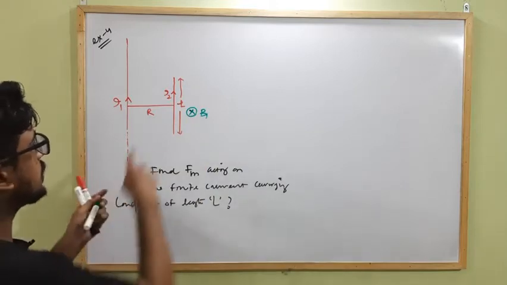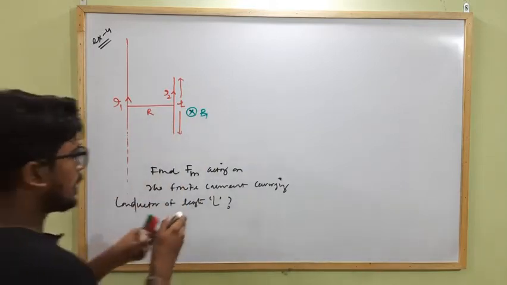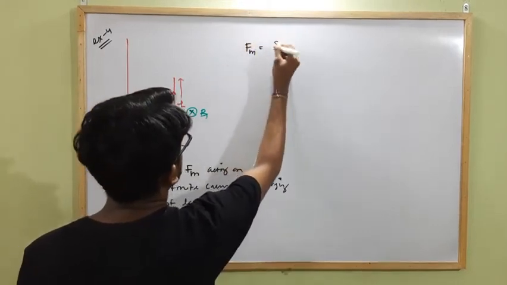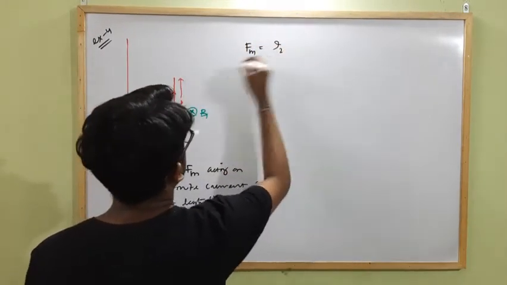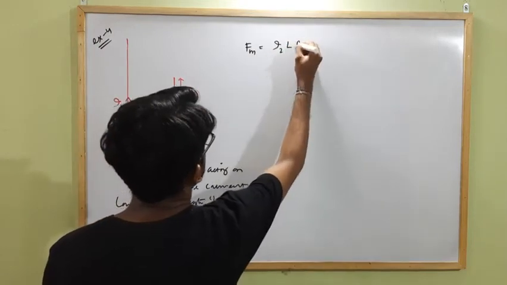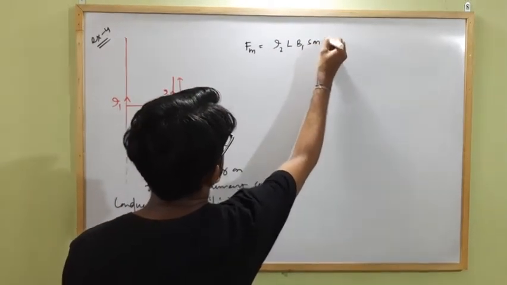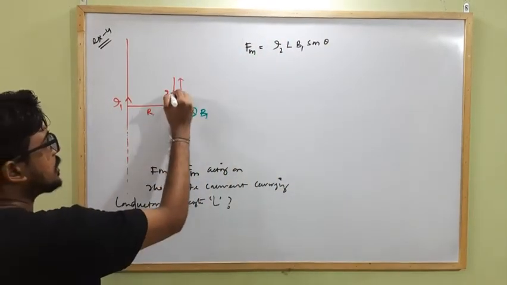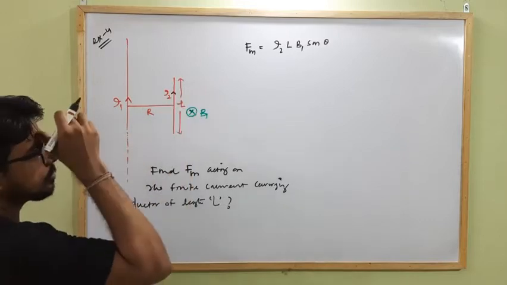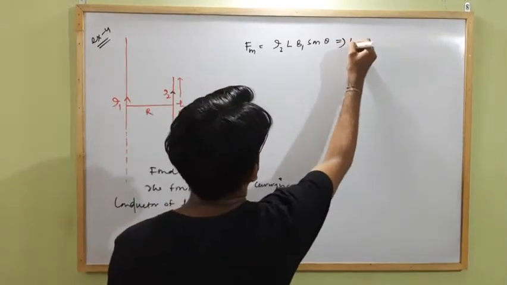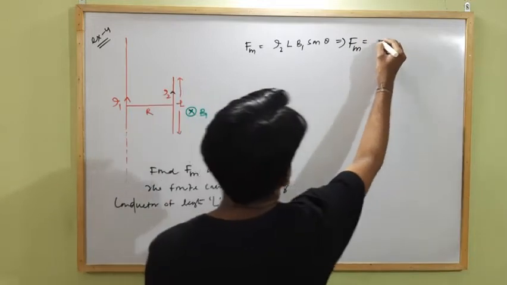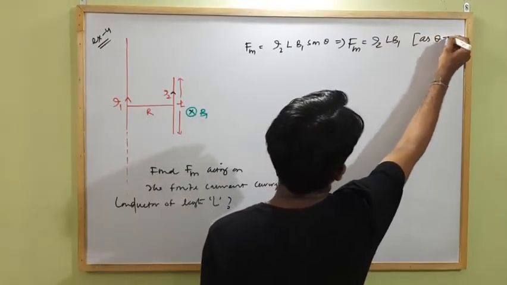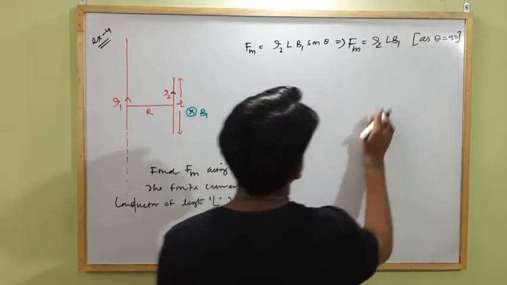So the force acting on this current carrying conductor of length L will be how much? The magnetic force Fm will be I, the current flowing through is I2, length is L, magnetic field strength let be B1, sin theta. What is theta? The angle between the length vector and the magnetic field. The length vector is along this direction, along the current, and the magnetic field is into the plane, so it will be 90. So the magnetic force acting on it will be I2 L B1, as theta equals 90, so sin 90 will be 1.